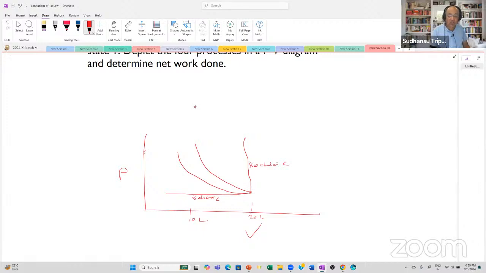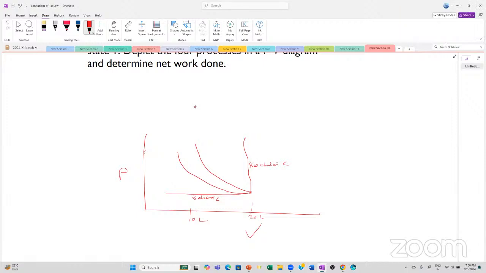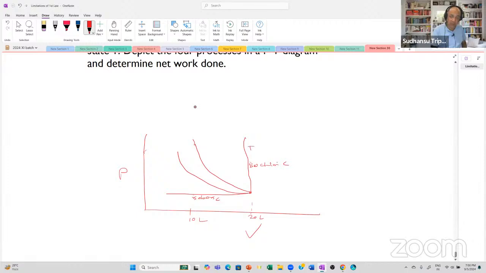And between these two, which one is which? Who can tell me? That's what I was talking of when I was talking of there is a... Sir, supposing I call it 1, 2, 3, 4. These are the 4 curves. So 2 and 3. Between 2 and 3, which one is adiabatic? Which one is isothermal?